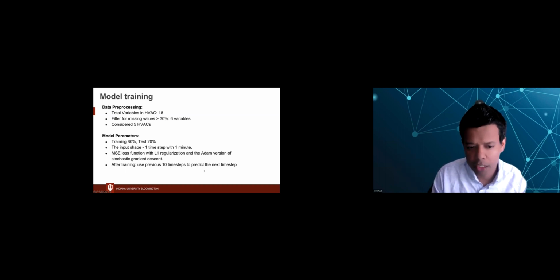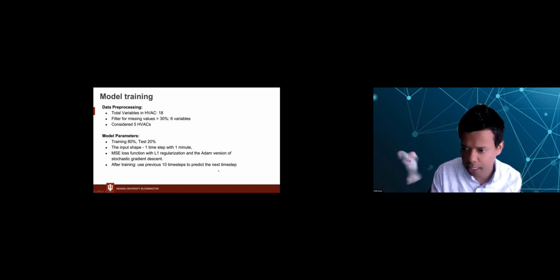And when we predict things, we consider 10 previous time steps, and we use that to predict the next time step. In this particular example, our time step is in minutes, but we can also use different resolutions like seconds, hours, or so on.